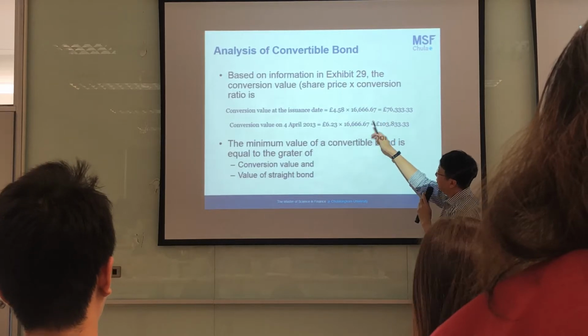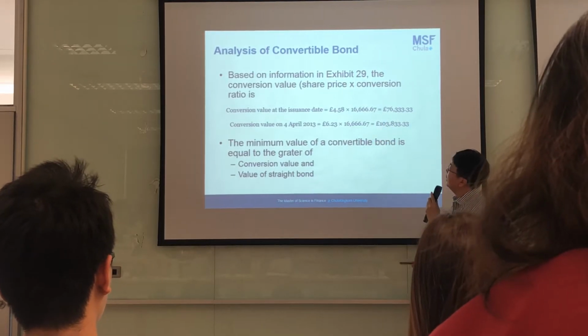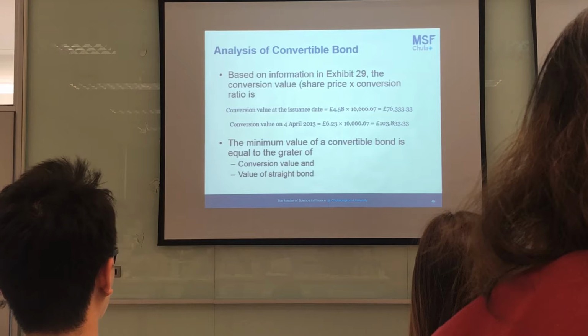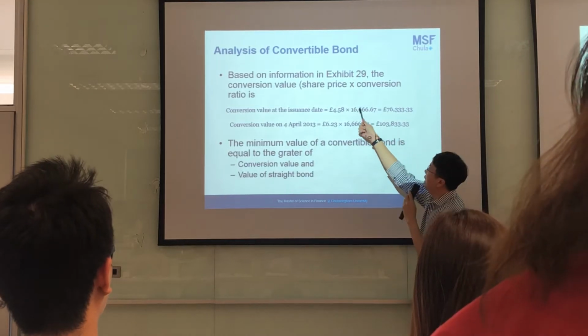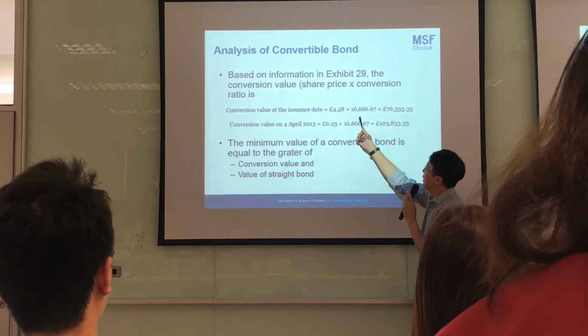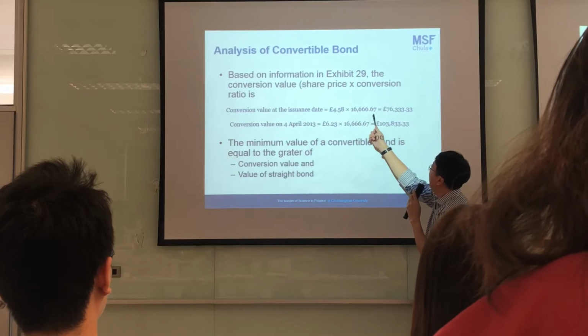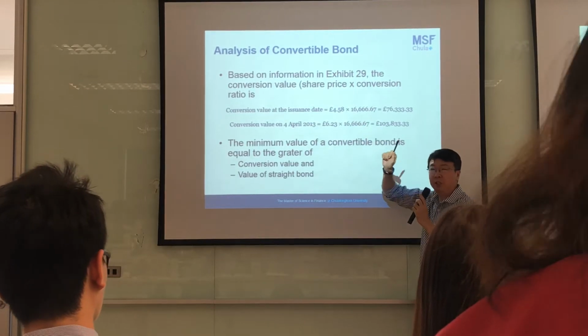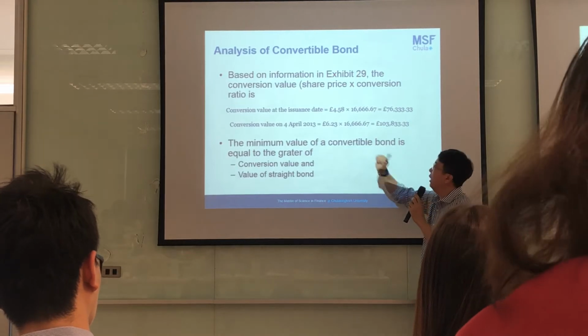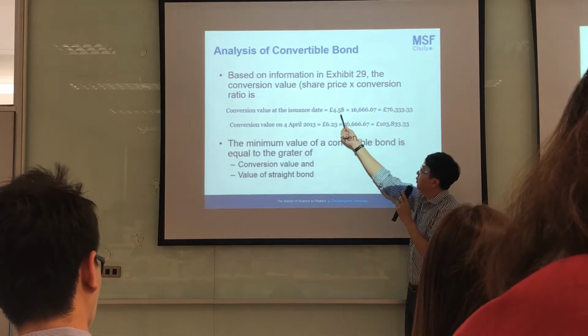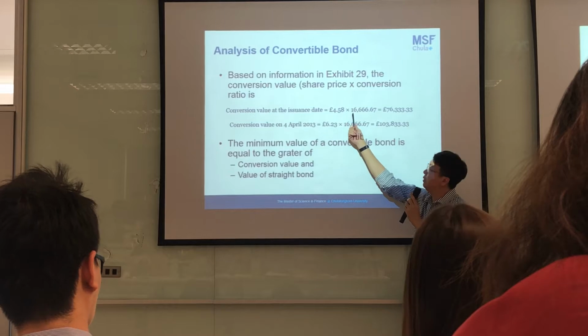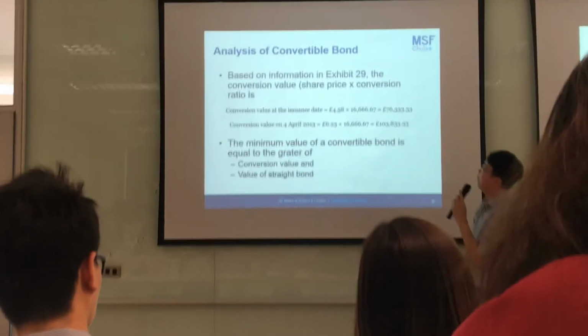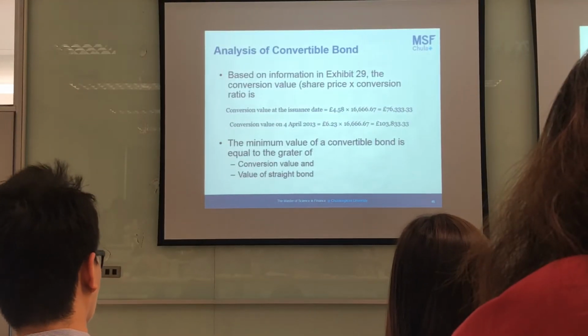So the conversion value, here is the number of shares that you receive, right? But because you receive this number of shares based on the cost of £6 per share, however, the market price is only 4.58. So the conversion value actually is much lower than the par. It's not a good idea.